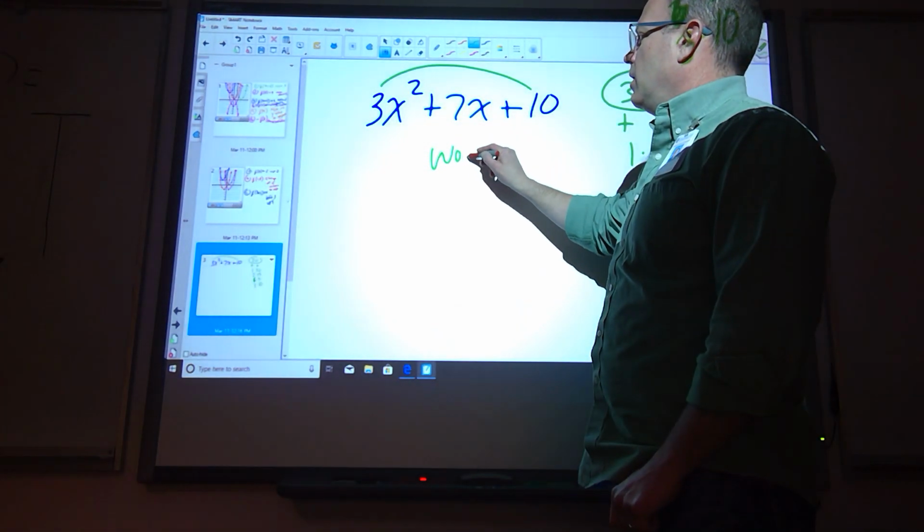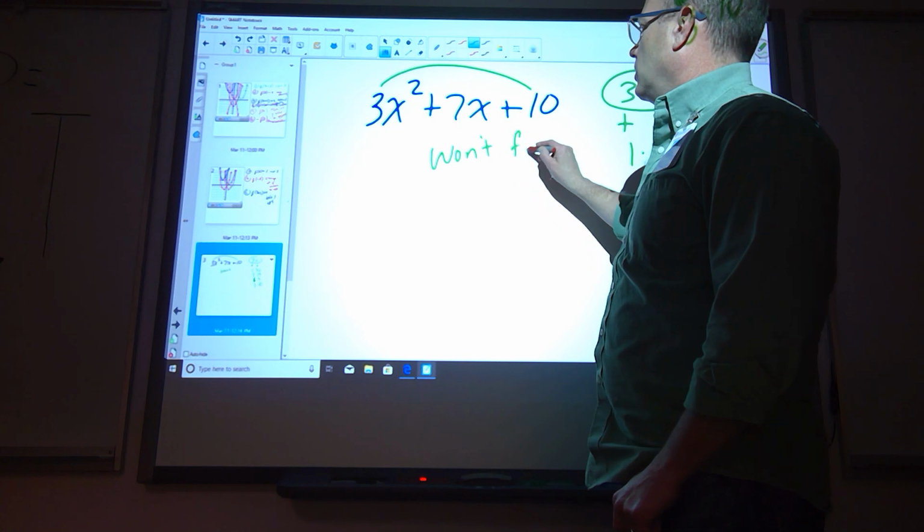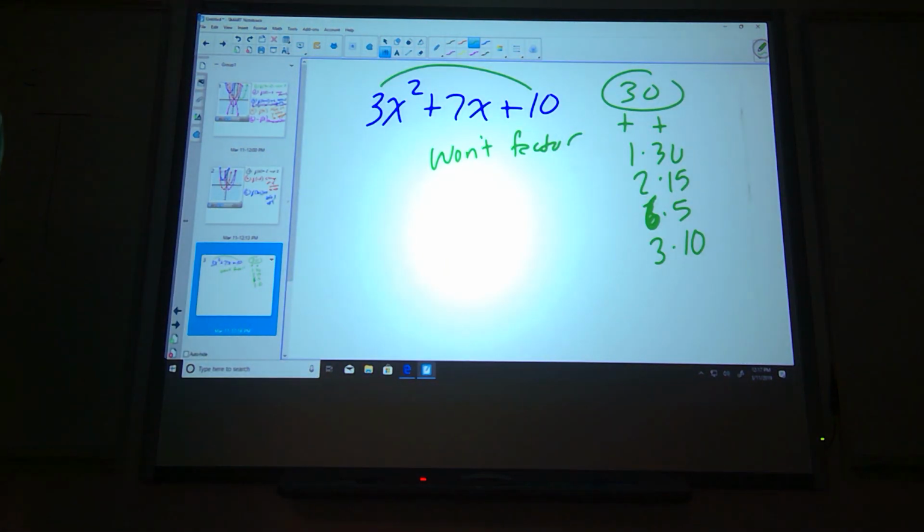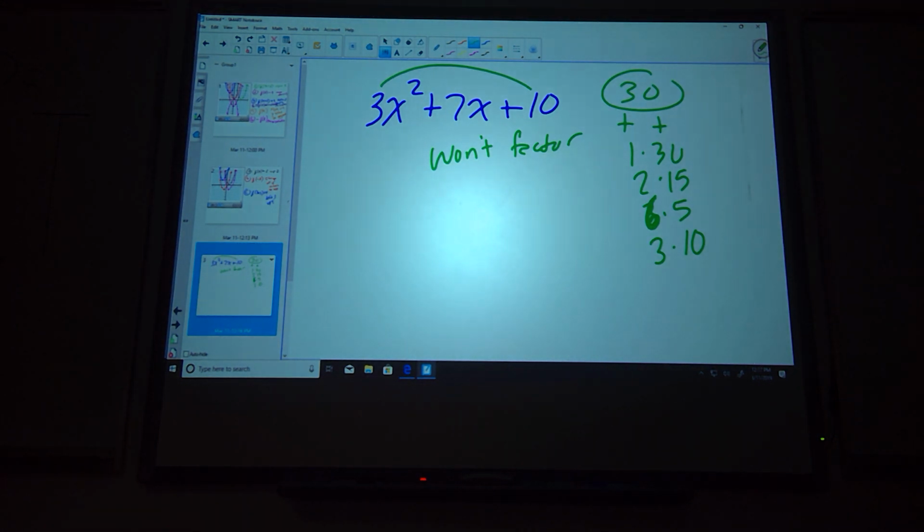So not everything factors. Okay? It's still a parabola. We can still graph it, but if it doesn't factor, that means we can't see exactly where it would cross the x-axis. It could cross the x-axis, but not always.